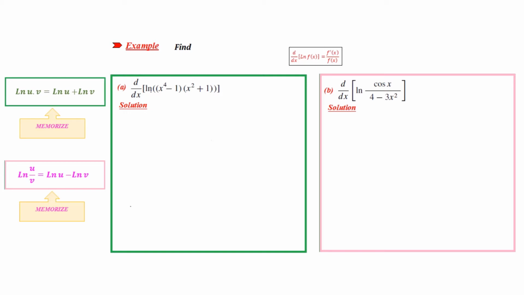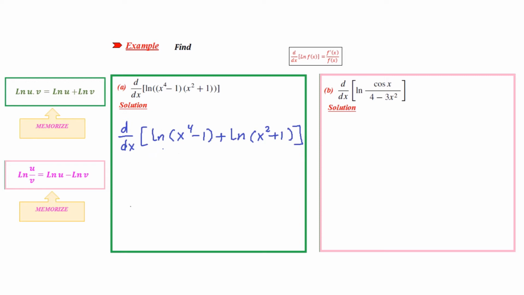So here we have to find d/dx for the function ln of (x to the power 4 minus 1) multiplied by (x squared plus 1). We can simplify this natural logarithm because we have a multiplication inside, so you make it an addition. So you have to find the derivative of ln(x to the power 4 minus 1) plus ln(x squared plus 1).